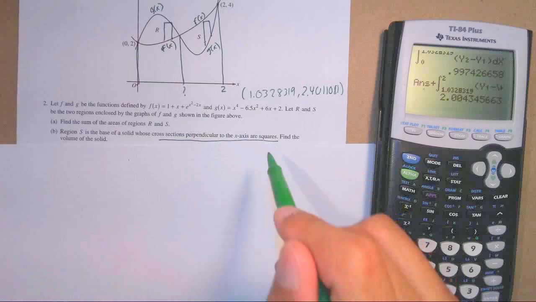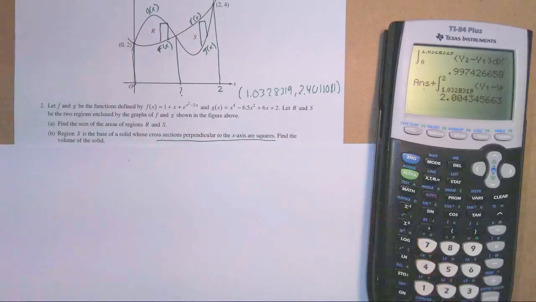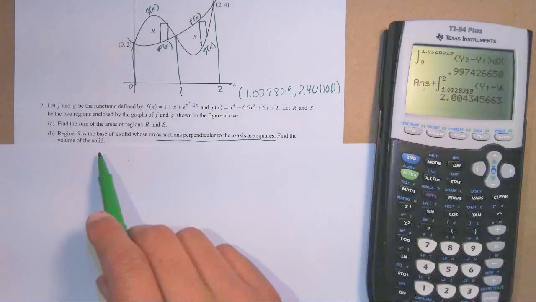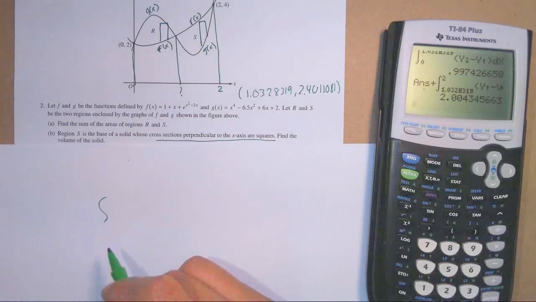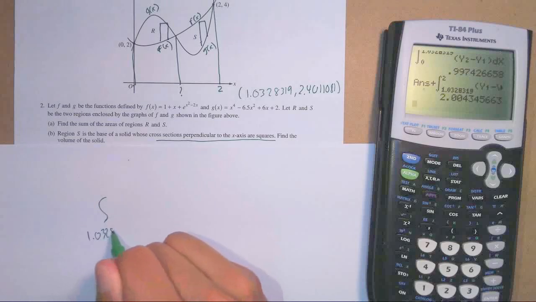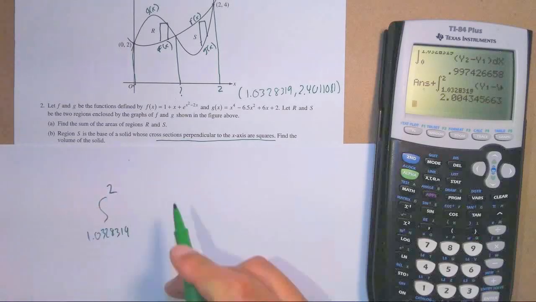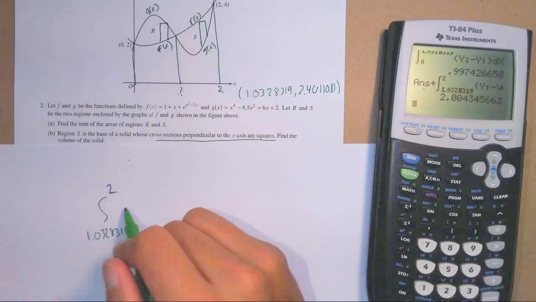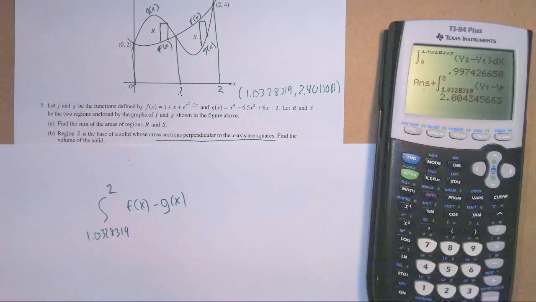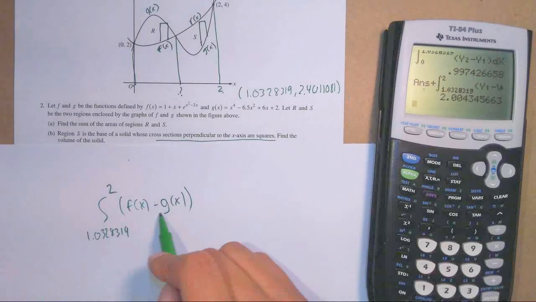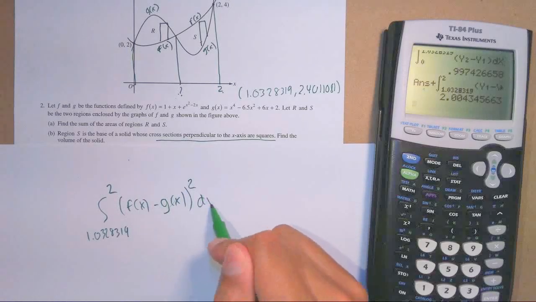Keywords, cross-sections are squares. How do you find the area of a square? The base squared, pretty much. So what we're going to do is, well, they already told us our base is S. Well, what is S? Top curve minus bottom curve. From what number to what number? 1.0328319 all the way to 2. That number to 2 of top curve, which is f of x, minus bottom curve, which is g of x. The fact that they told you that this cross-section is a square, you have to do this. What is the area of a square? Something squared. This is that squared, dx. And that's your answer for B.